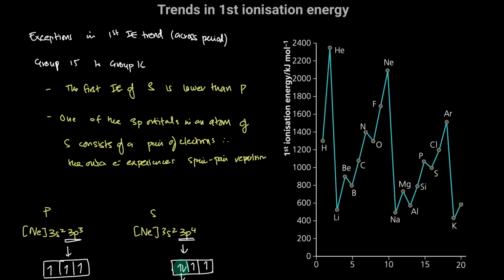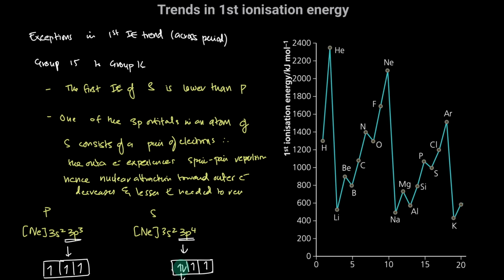Hence, lesser energy is needed to remove it. Hence, the nuclear attraction towards the outer electron decreases, and lesser energy is needed to remove it. Again, it'll be this paired electron that's removed first.